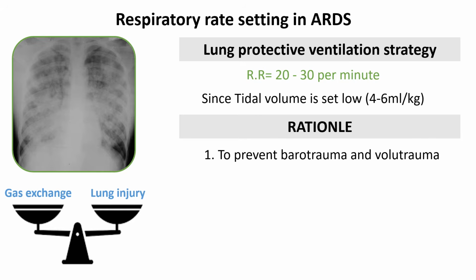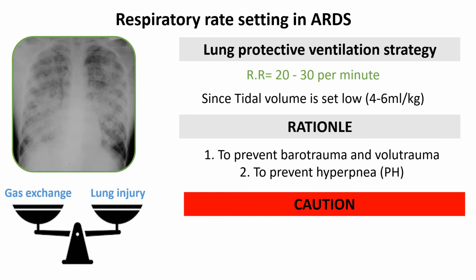A higher respiratory rate is necessary to prevent the accumulation of carbon dioxide that results from the use of lower tidal volumes. The same strategy can be applied to other restrictive lung diseases, such as pulmonary edema and pulmonary fibrosis, where lung compliance is significantly reduced.